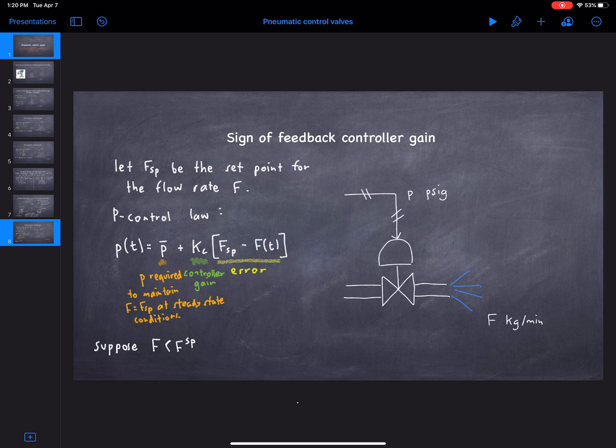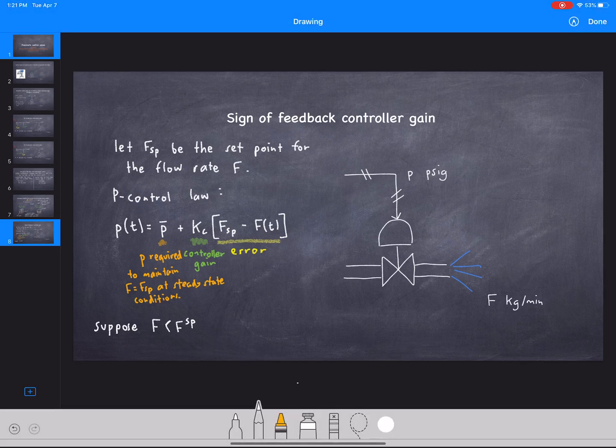So now for my last slide, it's very important to know whether or not your valve is fail open or fail close in order to choose the correct sign, i.e. plus or minus, of the feedback controller gain. So we haven't seen P control yet, but this will be your first introduction to a proportional control law. That's where the P stands for, comes from.